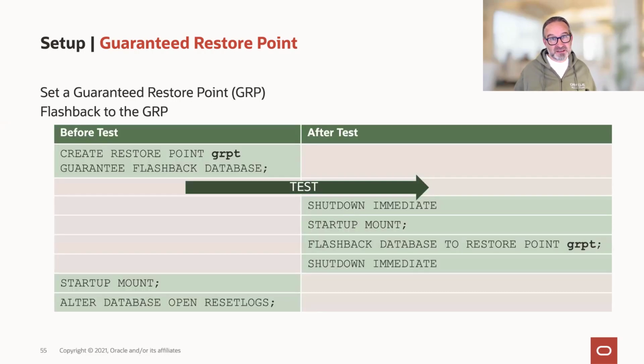So before test, on the left side of this table, you set the GRP with create restore point, whatever name, guarantee flashback database. Then you do your test or your upgrade. After done with that, you shut on immediate, startup mount, flashback to the restore point on the right side of the slide. Then you shut on immediate and you go back to your source environment, especially if it's different environments, and then you startup mount and your alter database open resetlogs. That's a simple technique. It's very fast and it just works.